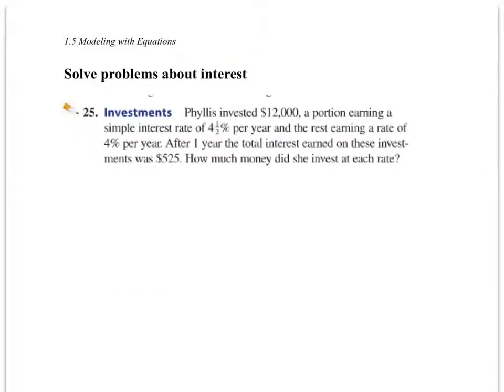Now the next problem type is a problem about interest. These usually deal with a pile of money that will be invested at two different rates. So let's see what this problem says. Phyllis invested $12,000, a portion earning a simple interest rate of 4% per year. So it's not compounded, it's just simple interest. And the rest earning a rate of 4.5% per year. After 1 year, the total interest on these investments was $525. How much money did she invest at each rate?